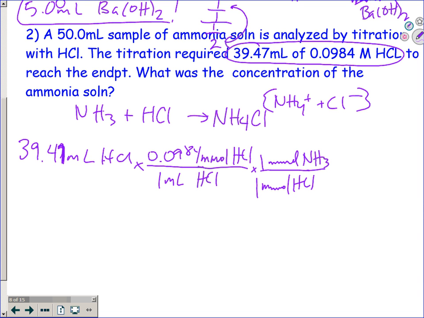And then we're going to what at the end? Concentration? So that's molarity, right? Since we're using millimoles, it's millimoles over milliliters, right? So I'm just going to multiply by 1 over the volume, which will give me millimoles over milliliters. The volume is 50 milliliters of the ammonia sample. So everything should cancel: milliliters of HCl, millimoles of HCl. Then we have millimoles over milliliters.